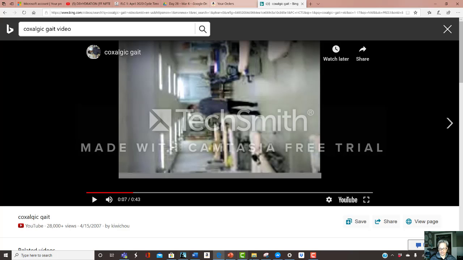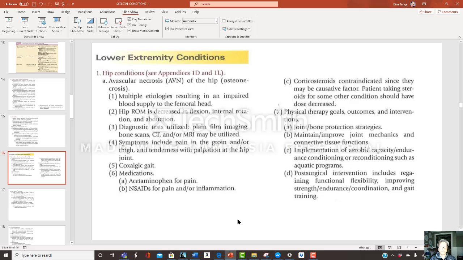Alright, so go back to the PowerPoint. So that's what a coxalgic gait looks like. It looks like we're going to have to really focus on pain reduction first to get the patient to be able to walk normally. Pain is probably influencing that gait pattern for sure.